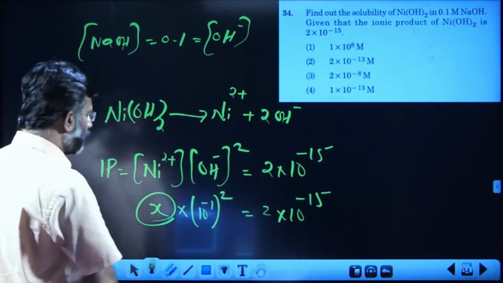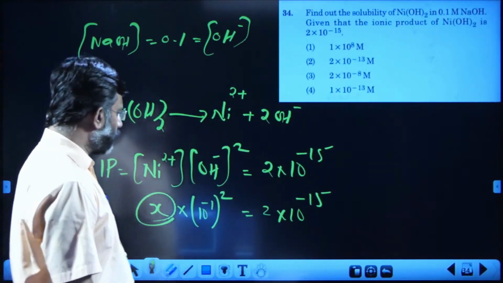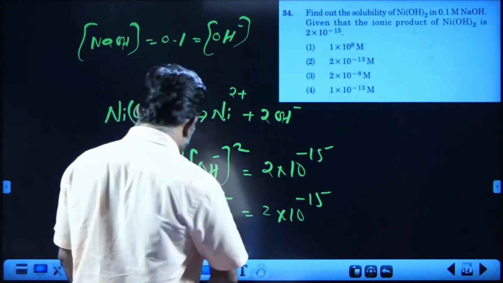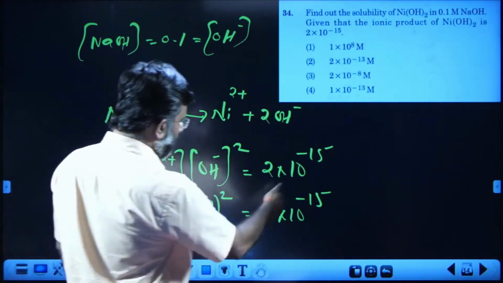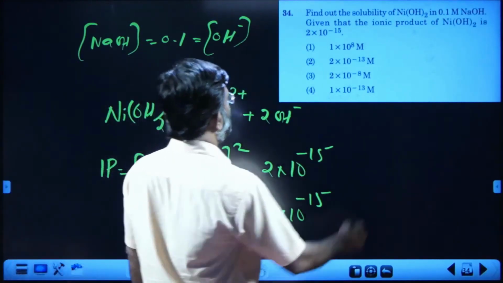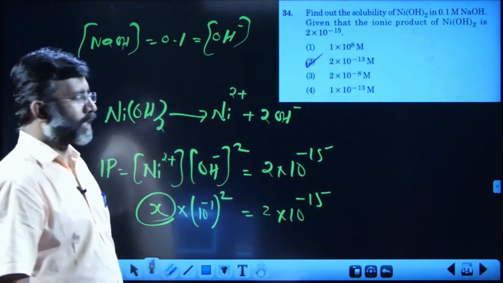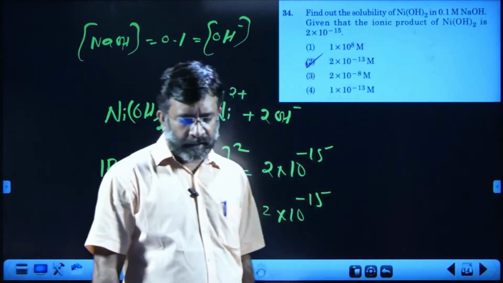And what is the solubility? x is the solubility, that is the concentration of Ni2 plus. It will be 10 power minus 15 here and 10 power minus 2 here. The 10 power minus 2 cancels with the 10 power minus 15, and the answer will be 2 into 10 power minus 13. Second choice is the correct answer.